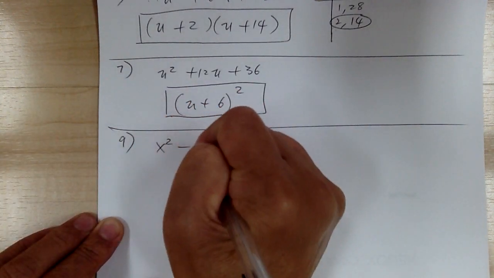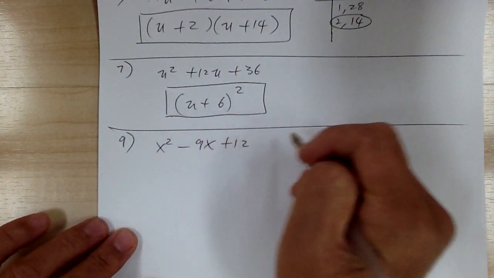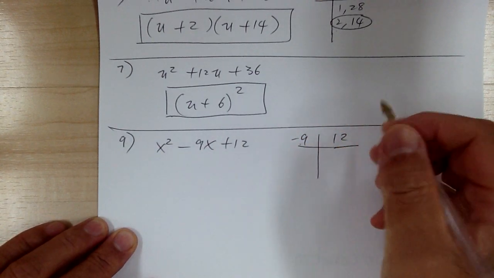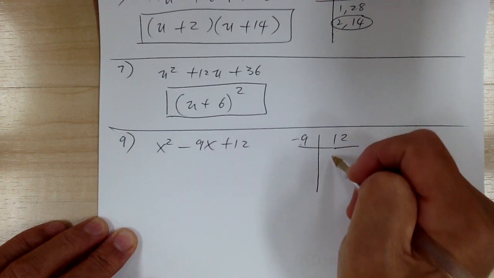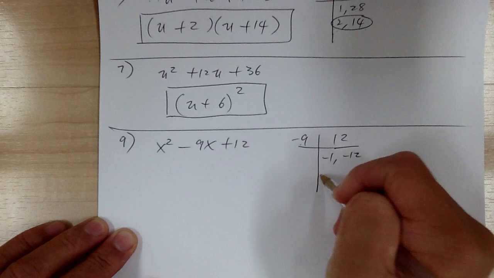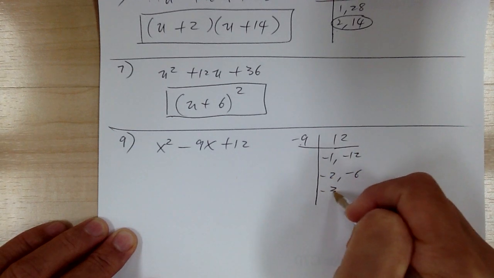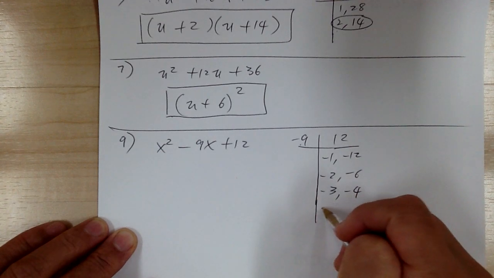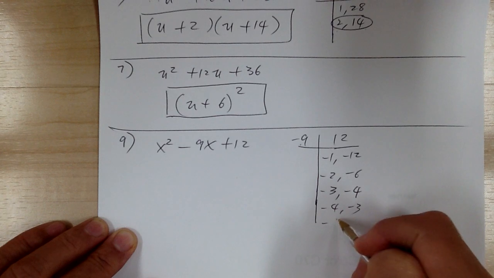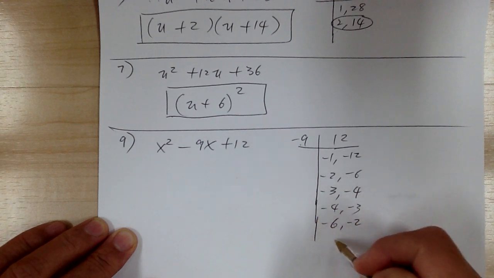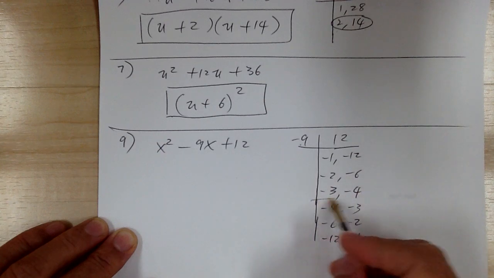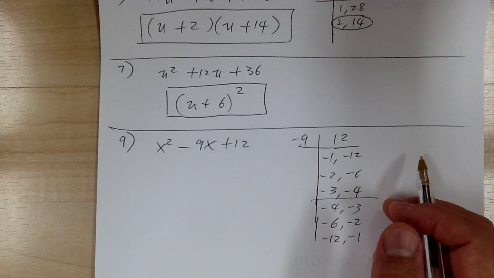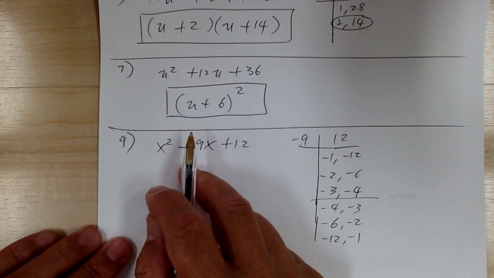You've got x squared minus 9x plus 12. So step 1, step 2, step 3, step 4. So negative 9, 12. Because it's negative, we need to use negatives to get that, right? So you've got negative 1, negative 12, negative 2, negative 6, negative 3, negative 4. After that, you don't have to try anymore because the rest is just the reverse. So you can actually stop right over here. Since nothing matches and you didn't miss any number, this is not factorable.